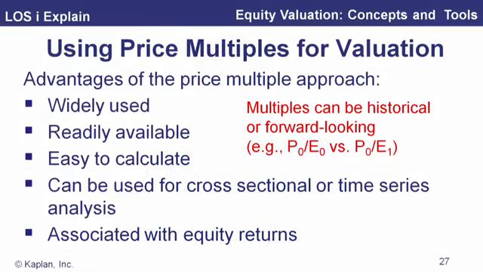We can plot its PE over time. Maybe it's at the high end of its range. Maybe it tends to vary around a trend value. Maybe that'll help with your security selection. And all these multiples are associated with equity returns. A company that experiences higher growth is going to have a higher price-earnings ratio, other things equal.